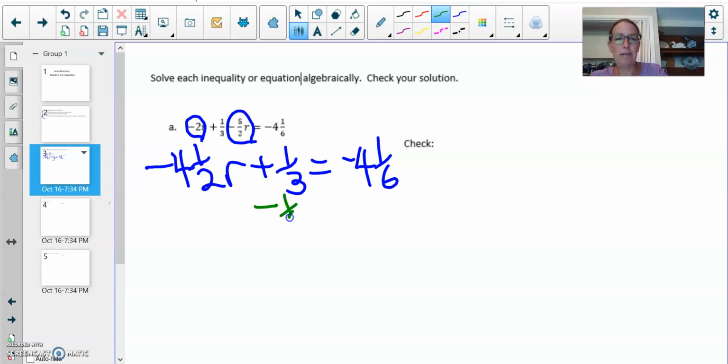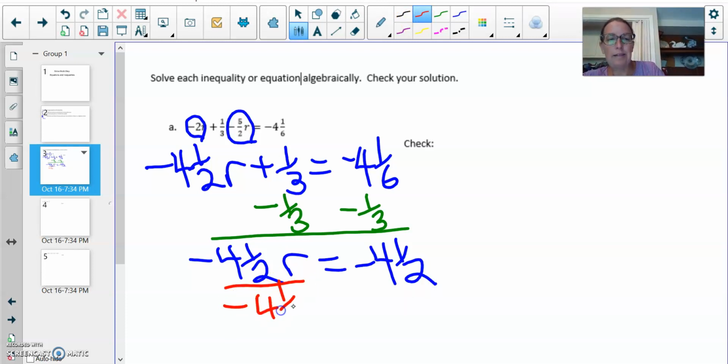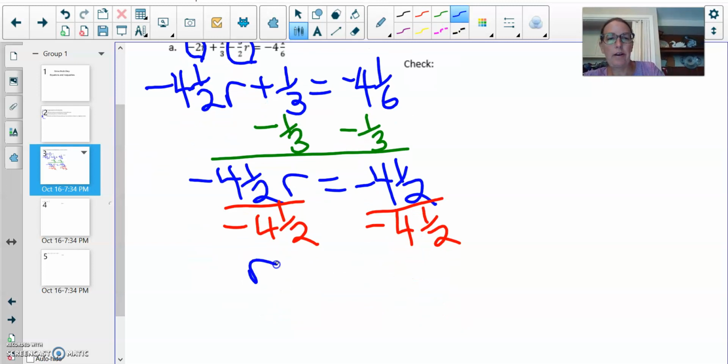I'm going to subtract 1/3 from both sides. So I get negative 4.5 r equals, again using my calculator to help me, negative 4 1/6 minus 1/3, which gives me negative 4.5. My next inverse, I'm going to divide by negative 4.5 on both sides. And I get my solution, r equals positive 1.